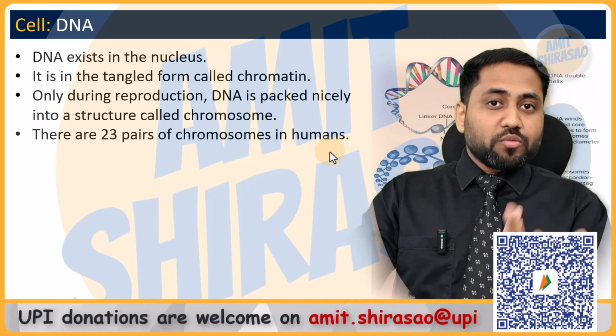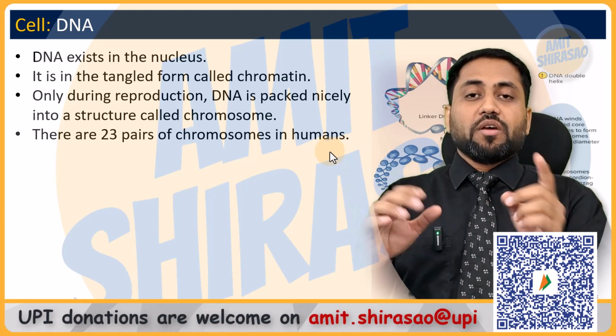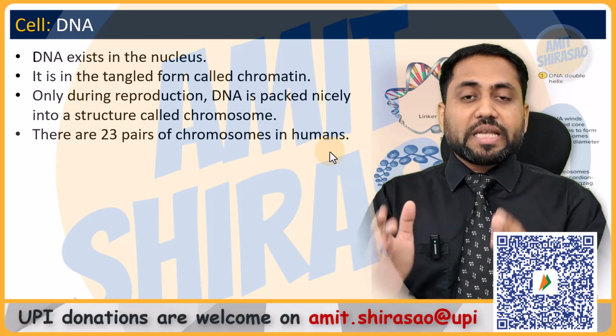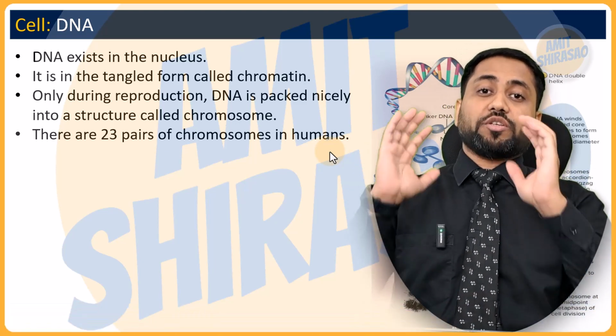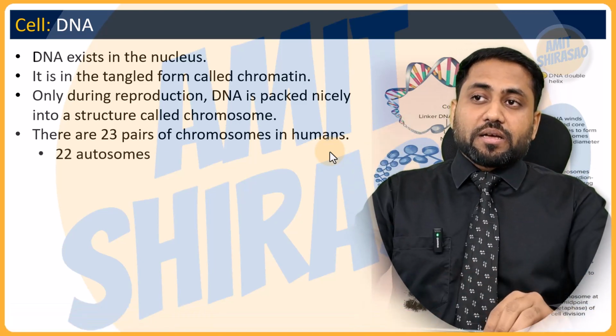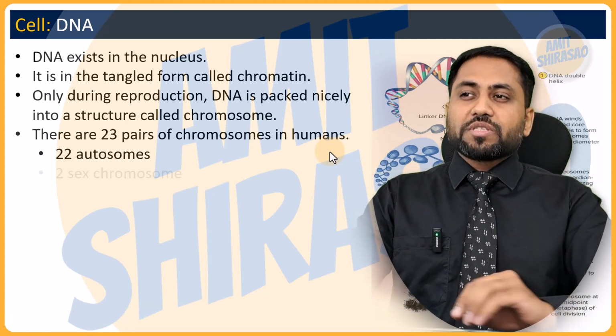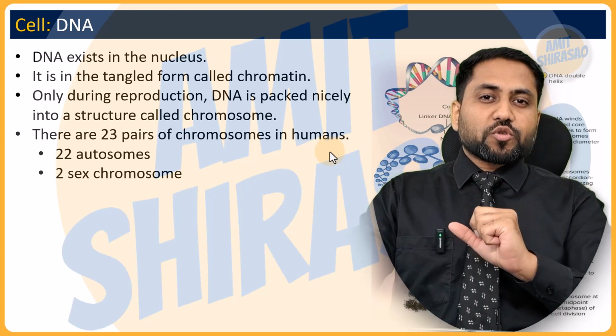So in total, how many chromosomes? 46. It means one chromosome is one DNA molecule. So how many DNA molecules do we have in one cell? 46 DNA molecules. 22 pairs of chromosomes are called autosomes and one pair is the sex chromosomes.